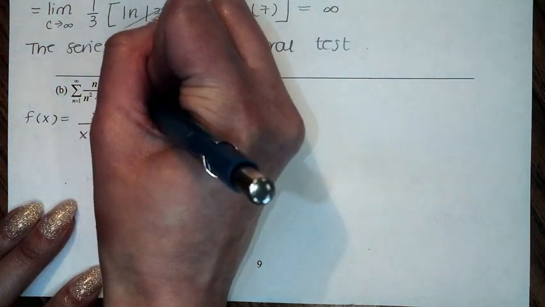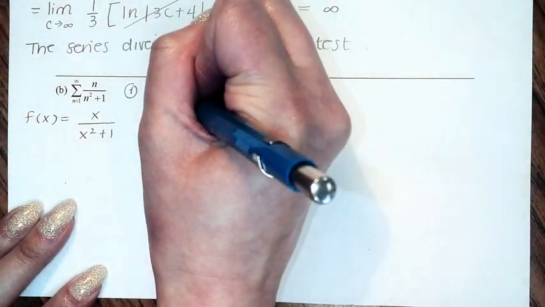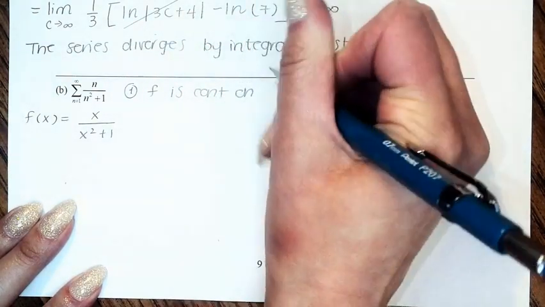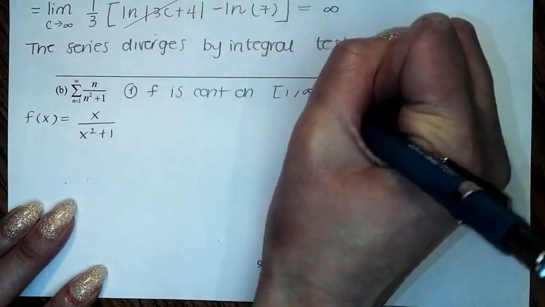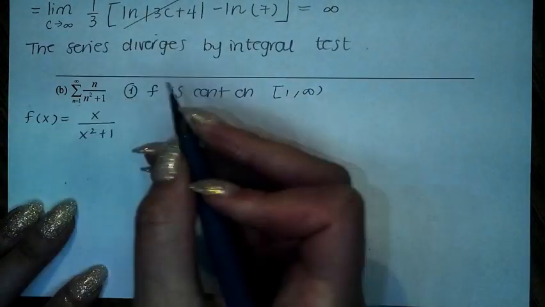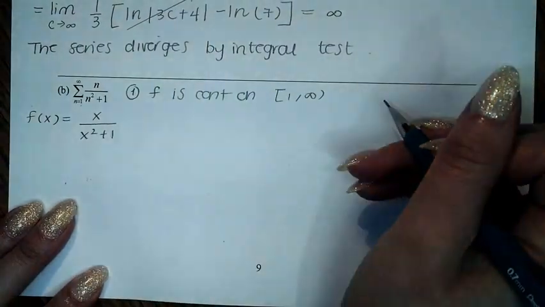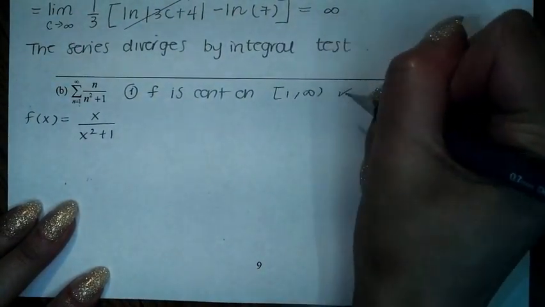First, ask yourself, is f continuous on the interval 1 to infinity? Why? Because you have that the indexing is 1. And the answer is yes. What's the problem here? Nothing. You actually don't have a problem, so check mark.